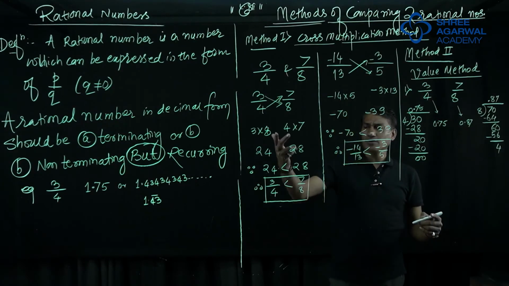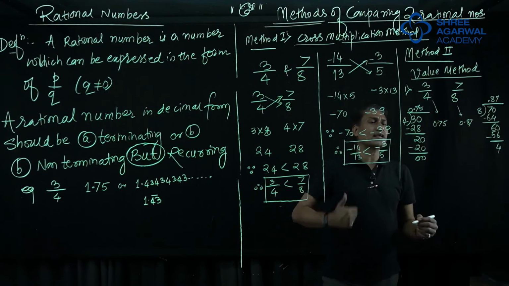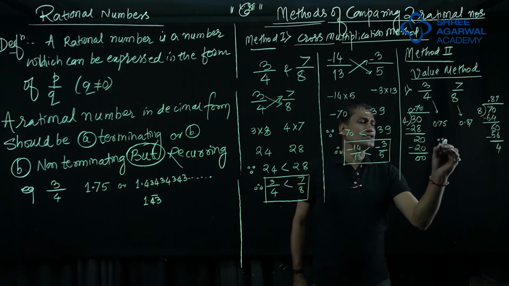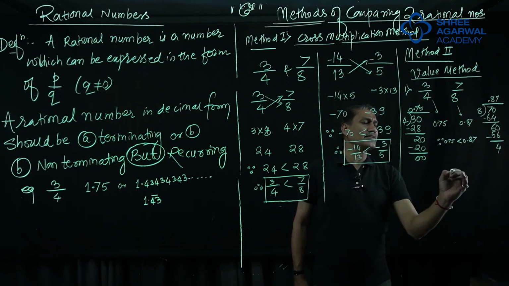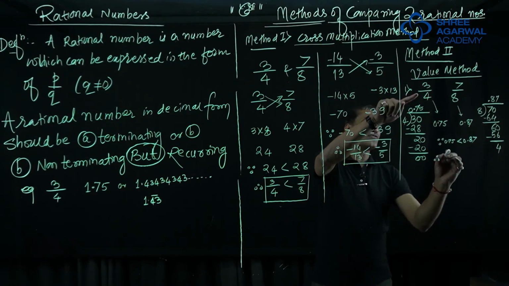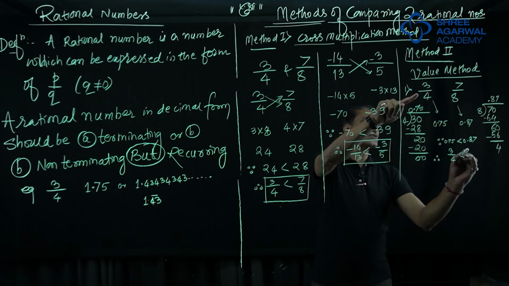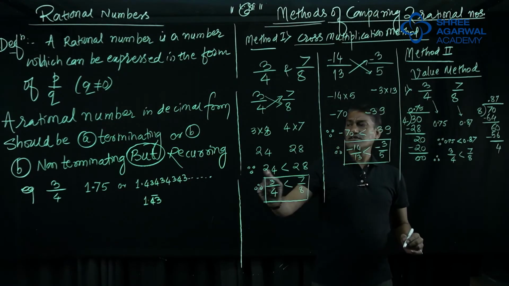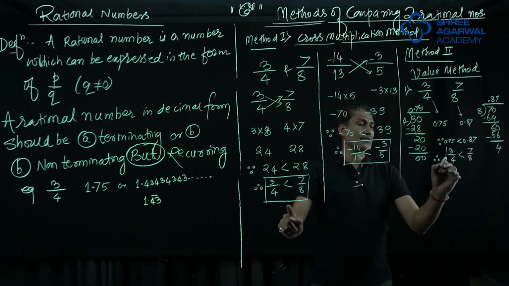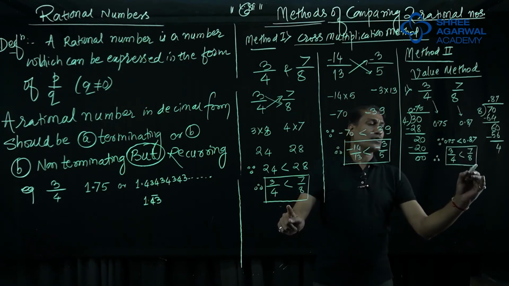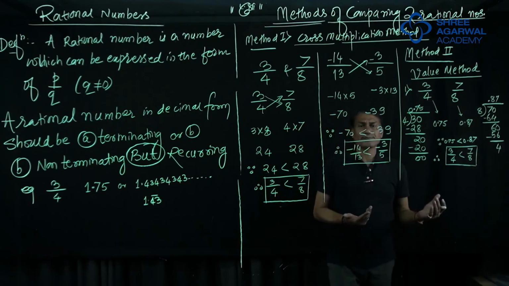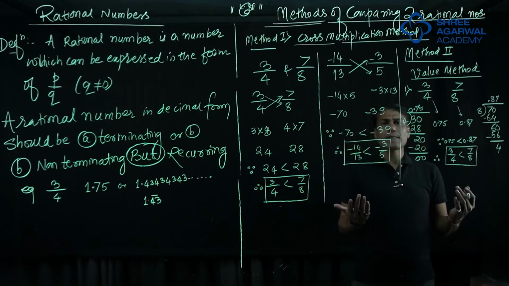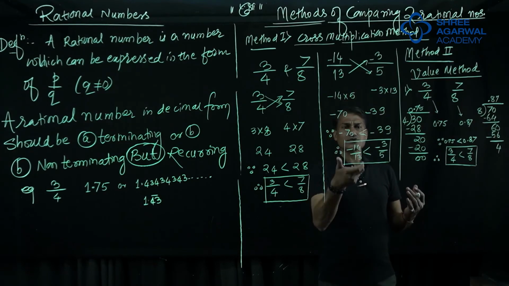Now, you saw here how we had done, same thing we are getting here. Since 0.75 is smaller than 0.87, therefore, this fraction 3 upon 4 is smaller than 7 upon 8, the same result we had got here. So, this is the value method. You can understand the same things for this problem also.